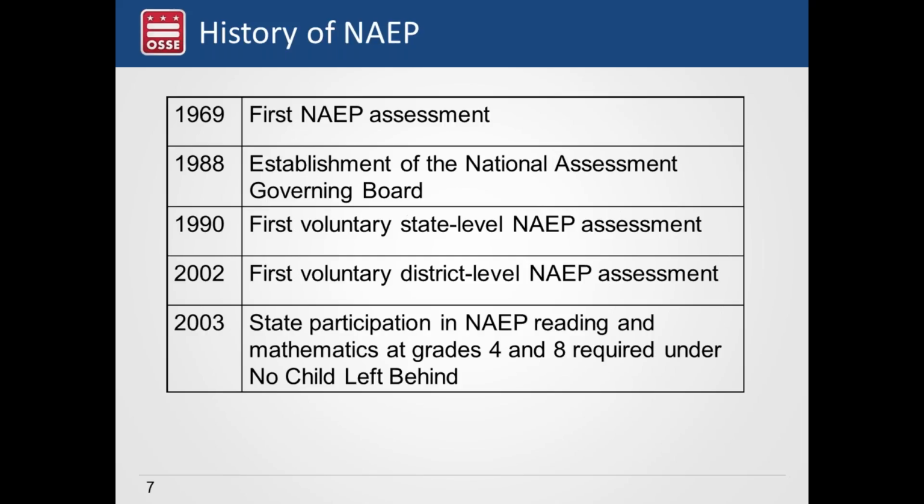In 1990, the first states participated in the NAEP assessment on a voluntary basis, and DC was one of those first states. In 2002, district-level participation was introduced. In 2003, NCLB required participation by Title I schools. NAEP continued to be a requirement under the ESEA waiver and will continue to be required under ESSA.